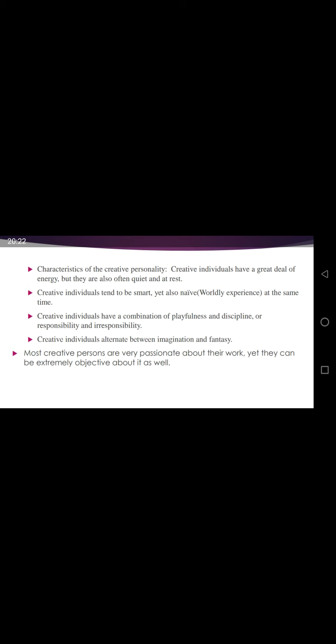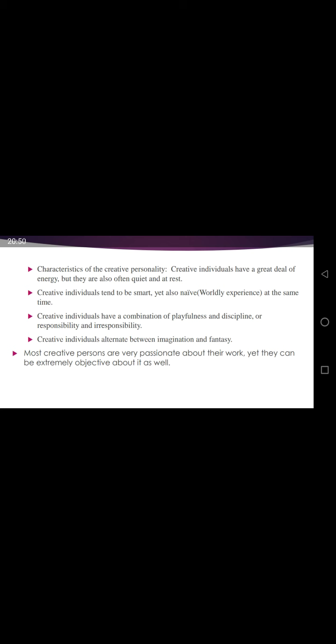We can say this one, we'll read it once first. Creative individuals tend to be smart and also widely worldly experienced at the same time. This should be the characteristics of the creative researcher. Creative individuals have a combination of playfulness and discipline or responsibility. Creative individuals alternate between imagination and fantasy also.